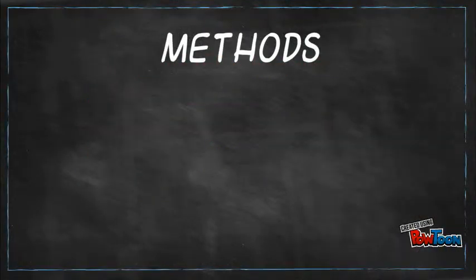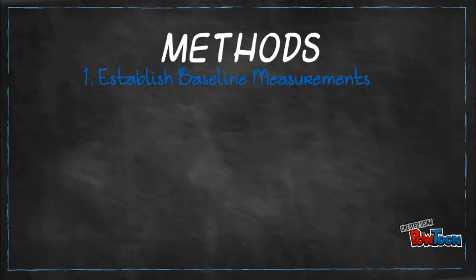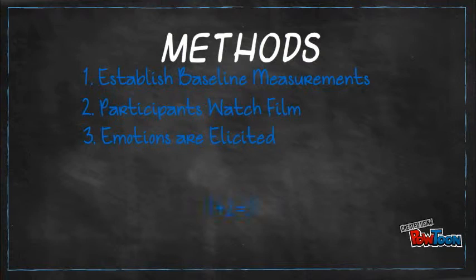To use films to elicit emotions in the laboratory, researchers first establish a baseline measurement for comparisons while the participant watches a neutral film. When measuring techniques are set up and baseline measurements have been established, researchers have the participants watch the selected film on any kind of screen they have available. Hopefully emotions are elicited while participants watch these films.